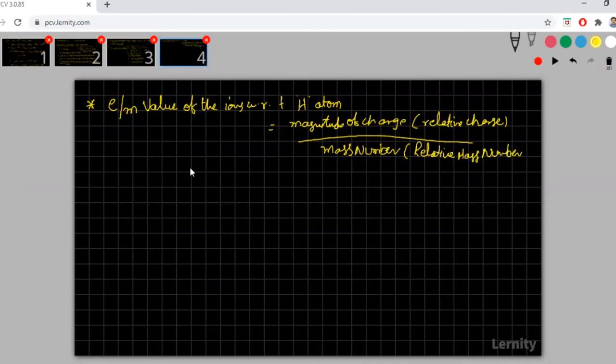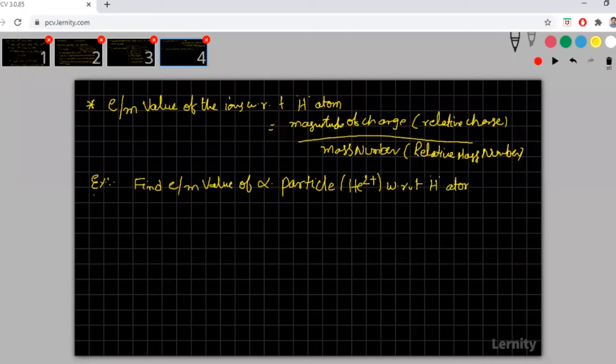In this, I want to give one problem. Example: find e by m value of an alpha particle, He 2 plus, with respect to hydrogen atom. This is the first model problem of this type. Find e by m value of alpha particle with respect to hydrogen atom. How to solve this one?